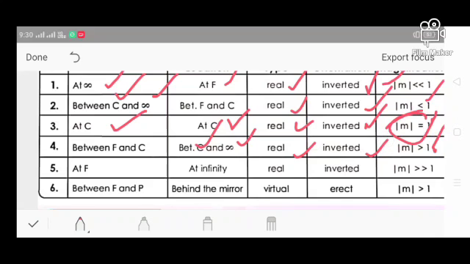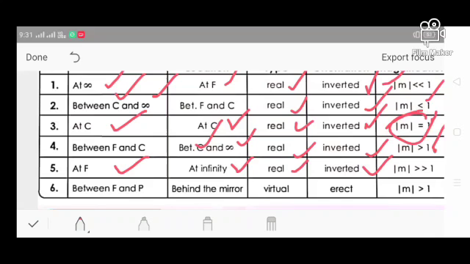Okay, and when it is placed at the focal point or the focus, then the image will be produced at infinity, and it is also real and inverted, and the magnification is very much greater than 1, that means it is a very magnified image.